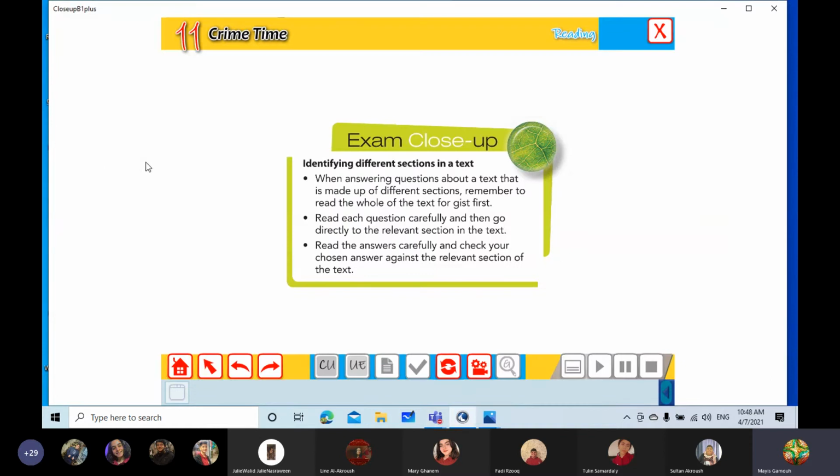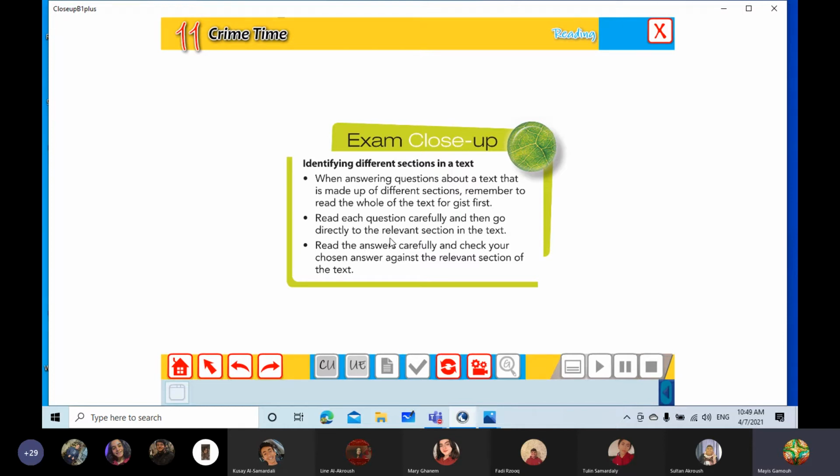Let's go to point number 2, and I'll have Qusai. Yalla Qusai, read. Yes, teacher. Read each question carefully and then go directly to the relevant section in the text. Thank you, dear. Read each question carefully. So after skimming our text and knowing the main idea of the text, we go to the questions and read them carefully, and then we go to the parts of the text, the sections, and we get the answer from the relevant section.